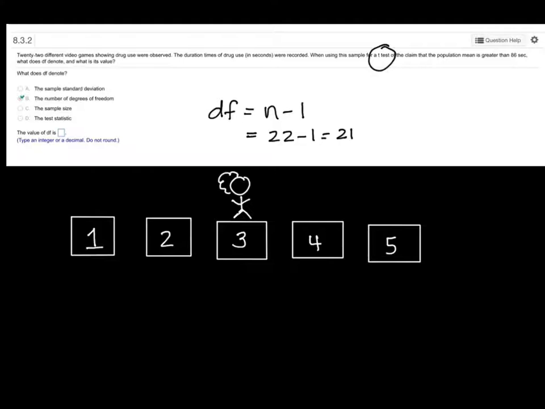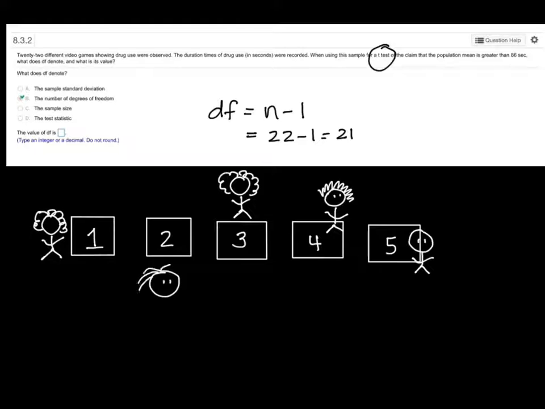And now we have the first person came in and chose box 3. The second person chose box number 1. Then they chose box 4 and box 5. But the last person, who has the worst hair, unfortunately, and is very sad, they didn't have a choice. They had to take box number 2 because there were only 4 degrees of freedom with this sample size of 5.